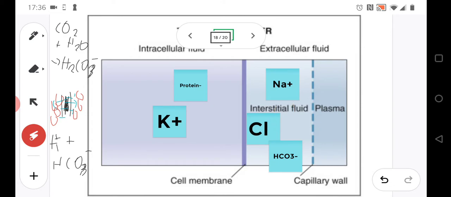The easiest way to remember it is to remember that proteins are generally one of the biggest particles in our body. Yes? So they are produced inside the cells, so we have most of them there. A lot of them also get produced into the plasma.